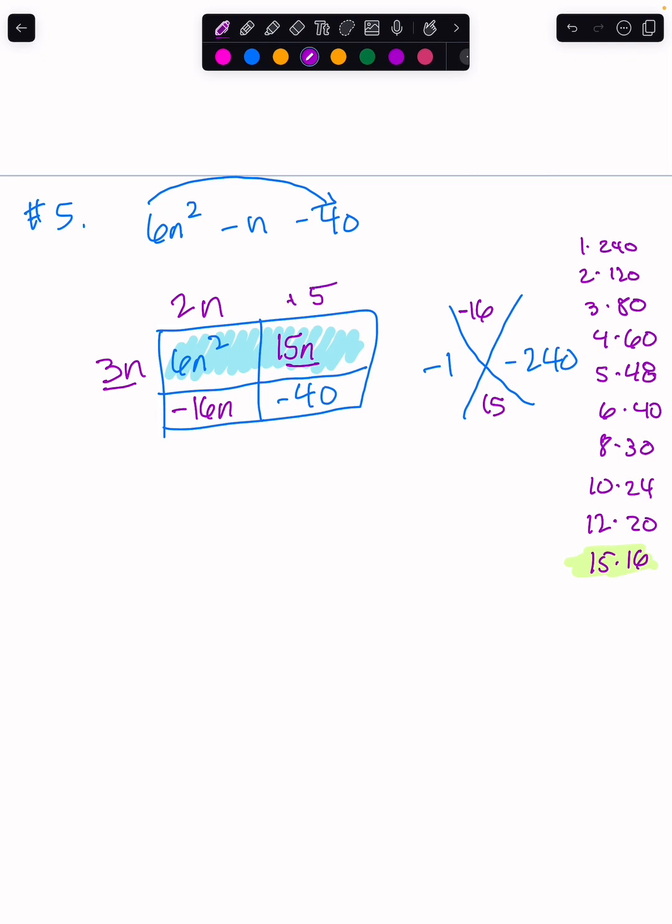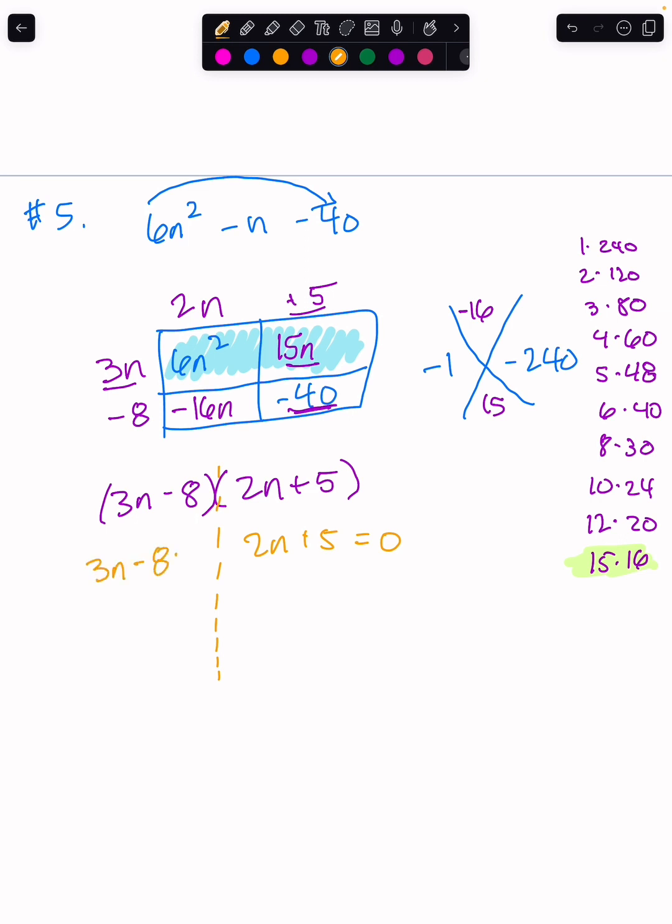Now I'm going to take this +5 times some number is -40. That's a -8. Now I have my factors: 3n minus 8, 2n plus 5. Let's go ahead and find those zeros, and then this will be the last question on here. So I've got 2n plus 5 equals 0, and 3n minus 8 equals 0.